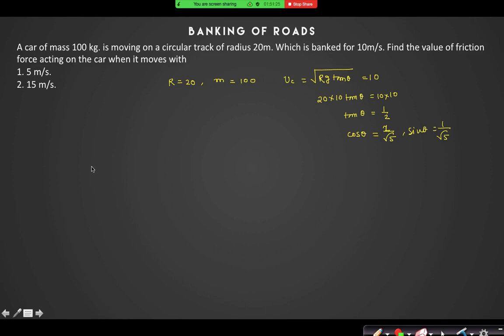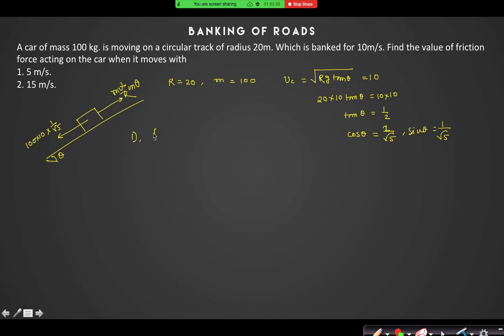So suppose this was the road banked with certain angle theta, right? And the car is moving with 5 meter per second. What are the forces acting along this inclined plane? One is mg sin theta, mv squared by r cos theta, and friction. Yes, mg sin theta force is there, mv square by r cos theta force is there, and there is a friction, right? Now if V is less than critical, then friction will act upward.